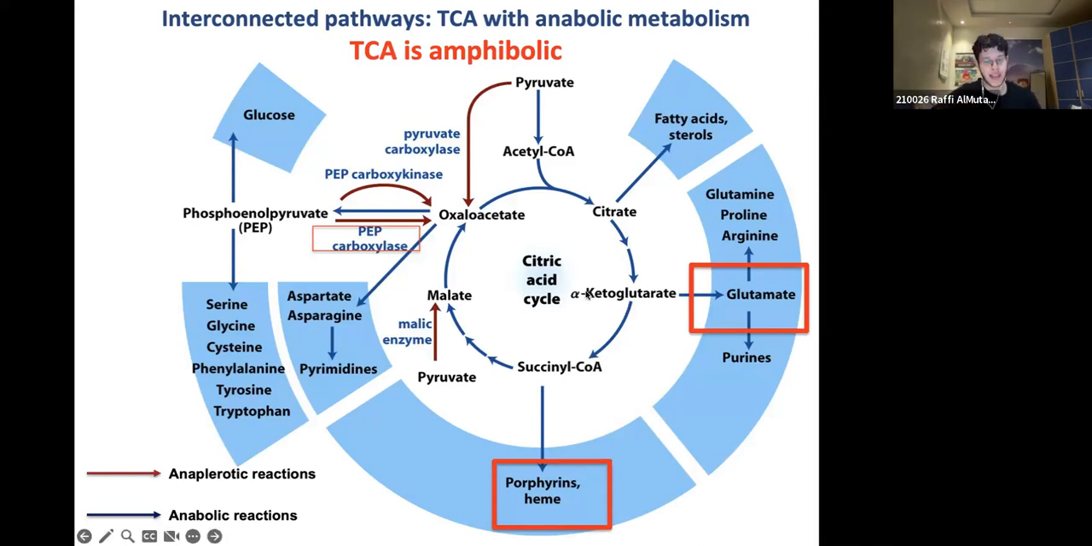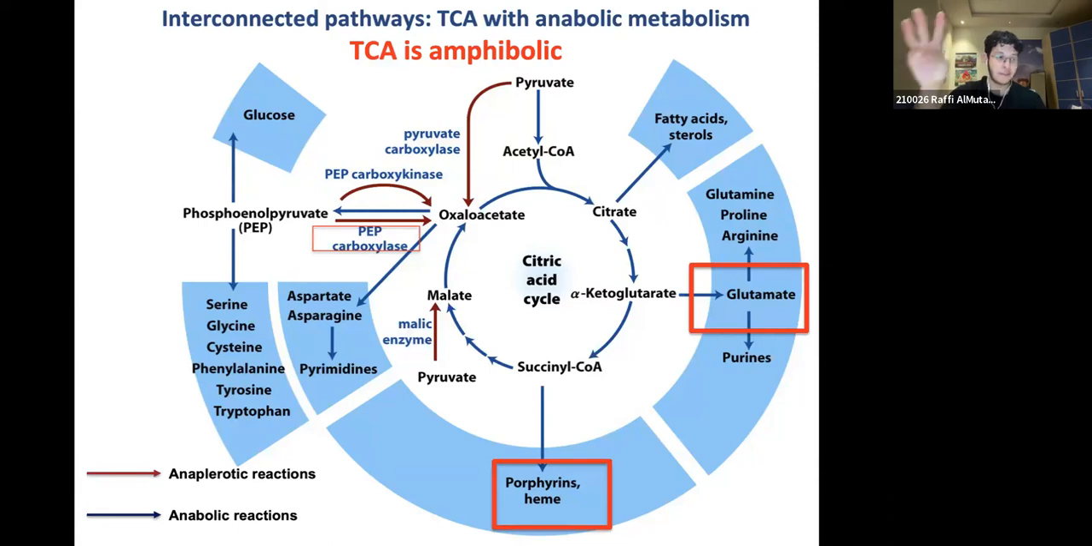Basically, the reactions that happen in TCA can also be involved with other reactions for other processes. For example, oxaloacetate could go on for pyrimidine synthesis. Succinyl-CoA can be related to heme. Alpha-ketoglutarate could be related to glutamate. The idea is these reactions don't just happen in the TCA. They can happen in other reactions as well. So we have anabolism, catabolism, and interconnection.